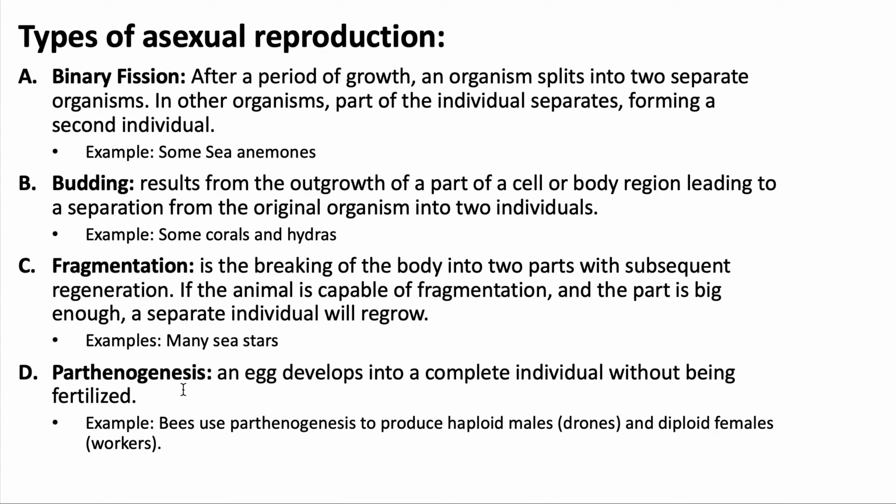Right. Then the last type is parthenogenesis, which is when an egg develops into a complete individual without being fertilized. For example, bees will do this, and they'll produce haploid males, which are drones, and then diploid females, which are going to be the worker bees.